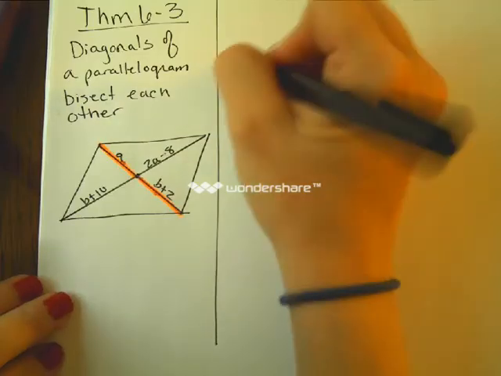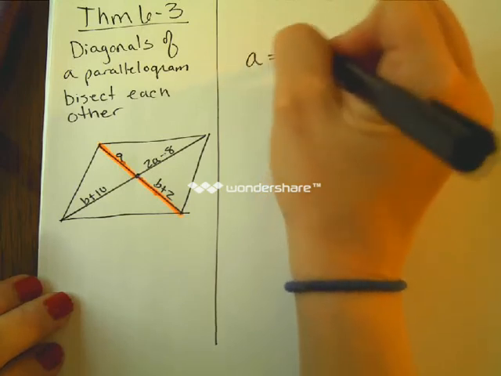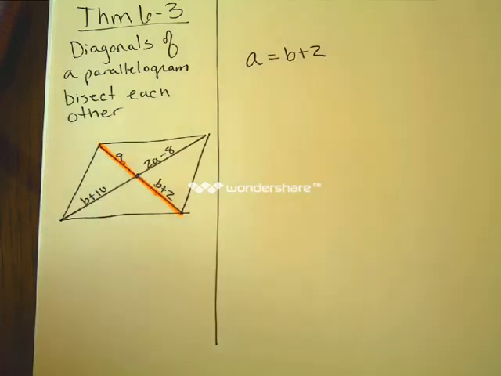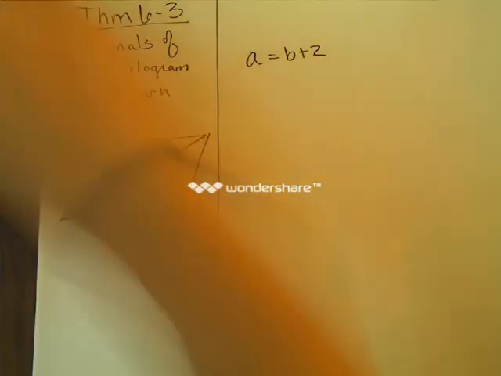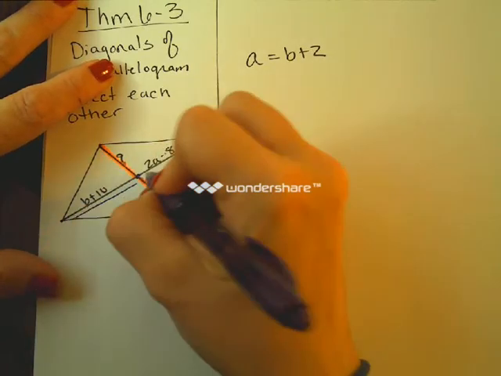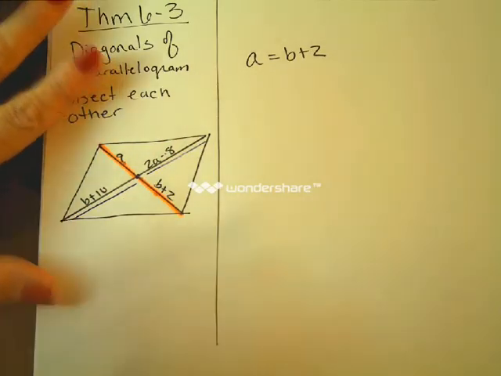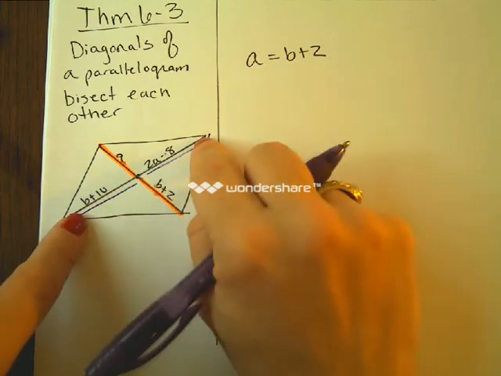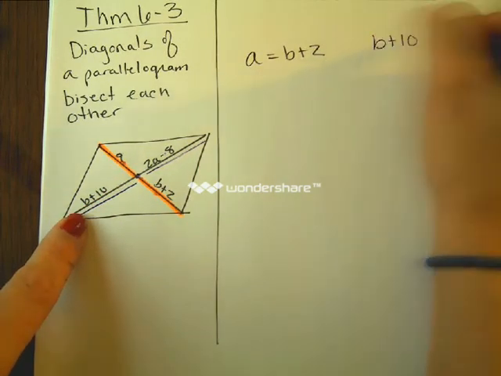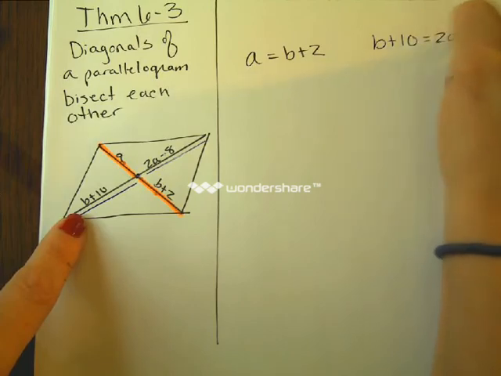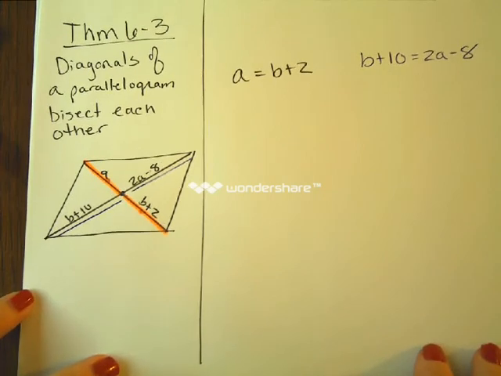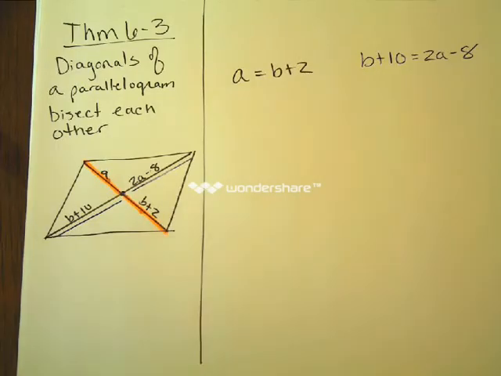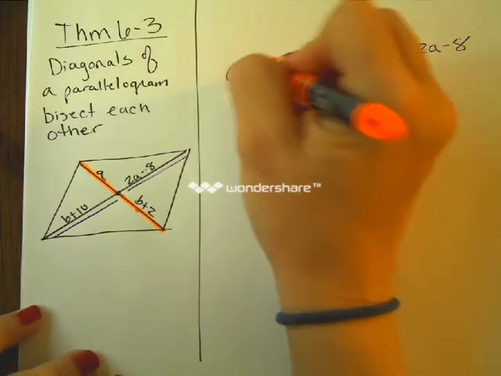Make sure you're setting the correct things congruent. These two are equal, not those two. Same thing over here. This one is equal to that one, because this is a midpoint. It's bisected. So b plus 10 is equal to 2a minus 8. You cannot solve either one of those equations by itself. But you realize that this one is already solved for a. It tells you that a equals this. So what can I put in place here?